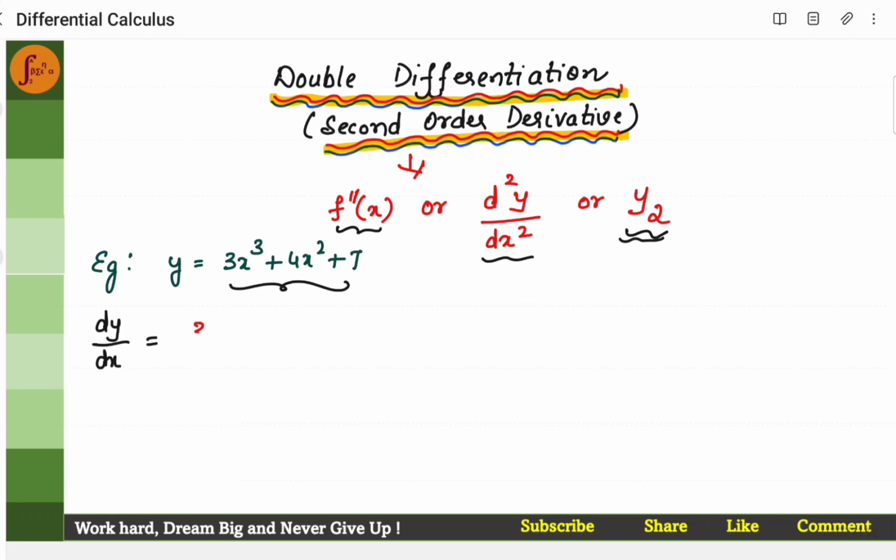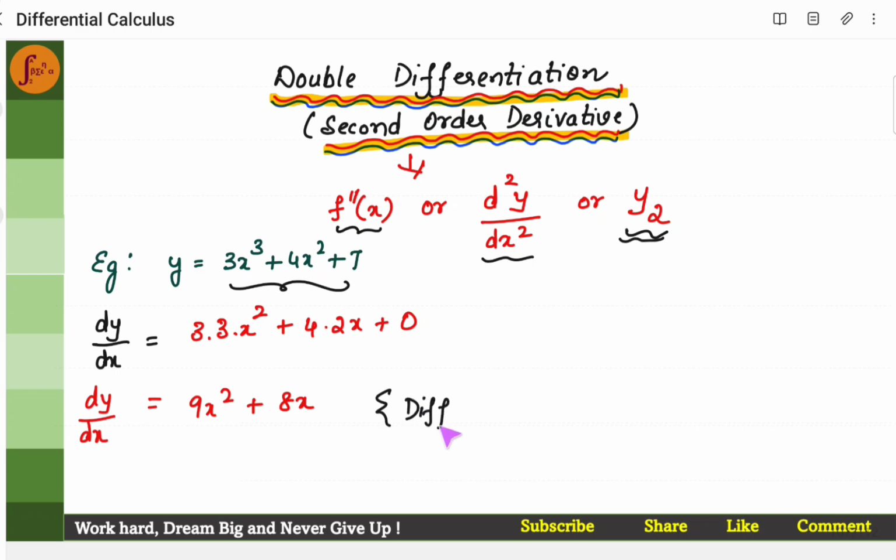It is 3 into derivative of x cube, which is 3x square. Derivative of x square is 2x and derivative of 7 is 0. So I'll get 9x square plus 8x. This is the first order derivative. Now I'll do the second order derivative. So I'll differentiate again.